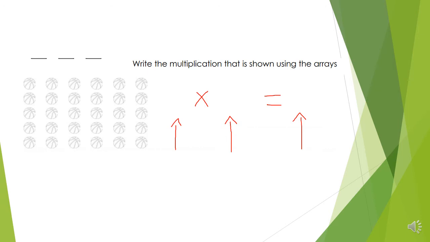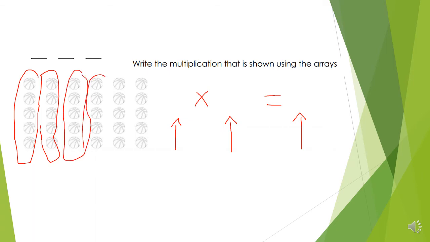So the first thing you're going to need to do is try and find your multiplier. How many groups have we got? We've got 1, 2, 3, 4, 5, 6. Those are very messy groups, sorry. So our first number is 6.